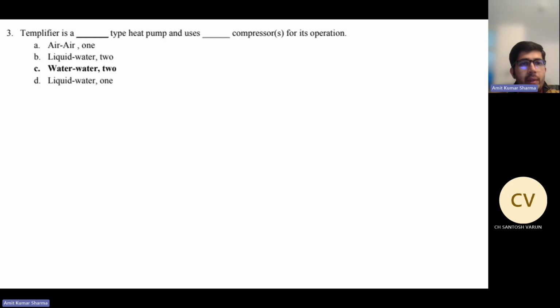Number 3. Templifier is a space type heat pump and uses space compressors for its operation. So we have to identify which type of heat pump it is and which type of compressor it uses. Option A, air 1, liquid water 2, water 2, liquid water 1.